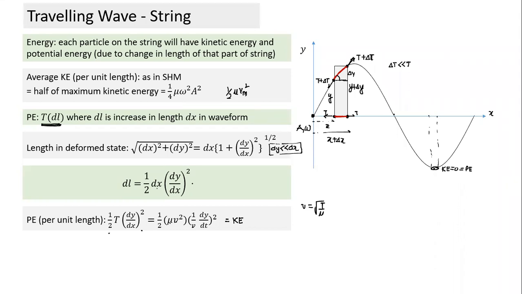And let's come to this point here. At this point, kinetic energy is maximum and potential energy also is maximum. Why is potential energy maximum? Because the slope is maximum here. So the key point to understand is that potential energy per unit length at any instant is equal to kinetic energy. So if I take the average, average potential energy will also be equal to average kinetic energy.